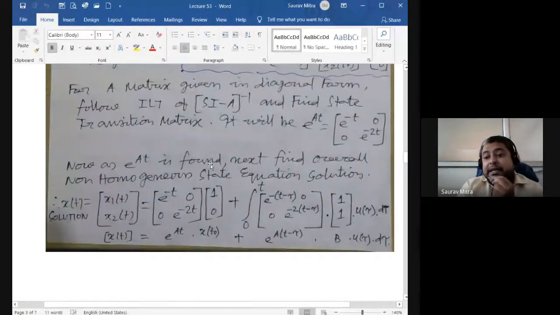Now e raised to AT is found, and we know what is xt0. So directly if you multiply them, you are going to find what is the ZIR. Okay, what is meant by zero input response. So if you multiply this, you are going to find out what is ZIR. So you are finding that this non-homogeneous system solution is having two parts. Sorry, I had to give a bracket here because xt is a matrix now. That is x1t, x2t.